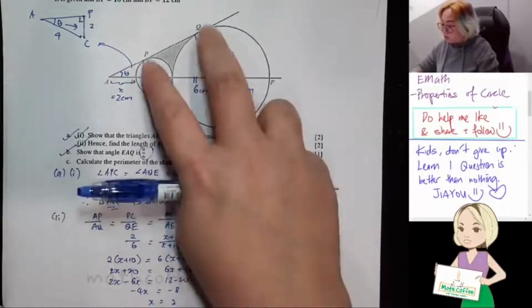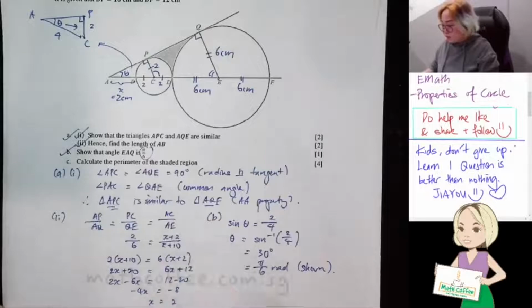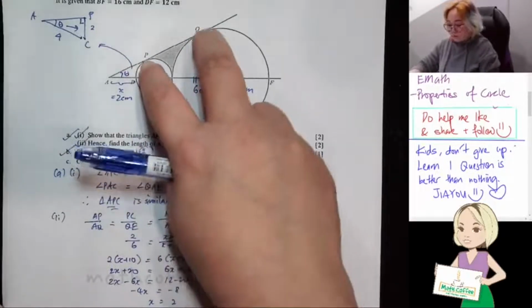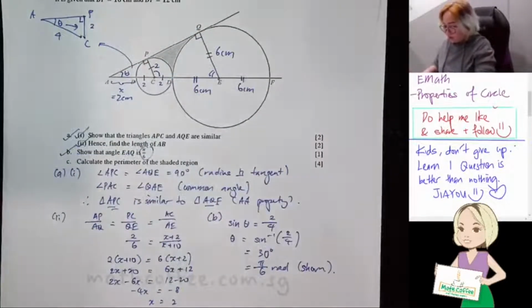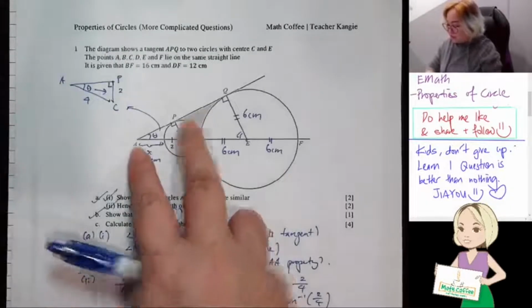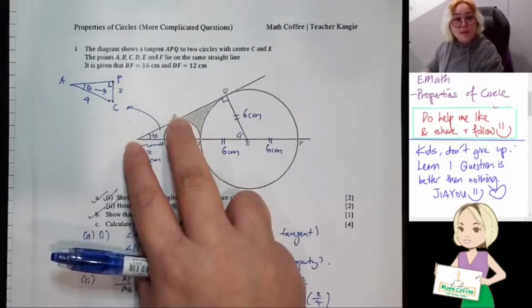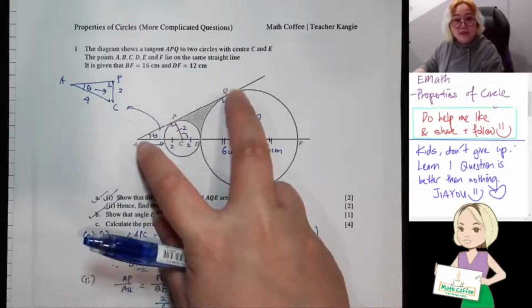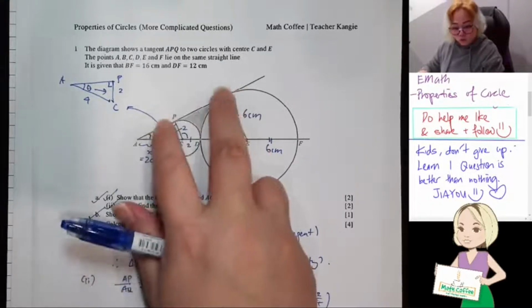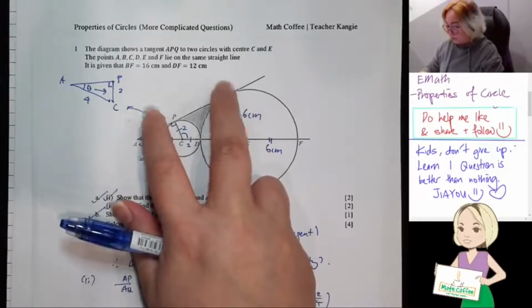Okay, and also need to find this PQ. So how am I going to find the PQ? I'm going to do the working here, a bit squeezy. So over here, I'm going to find out what is my AP. Why do I need my AP? Because I can take this length minus this length, then I will know what is my PQ.